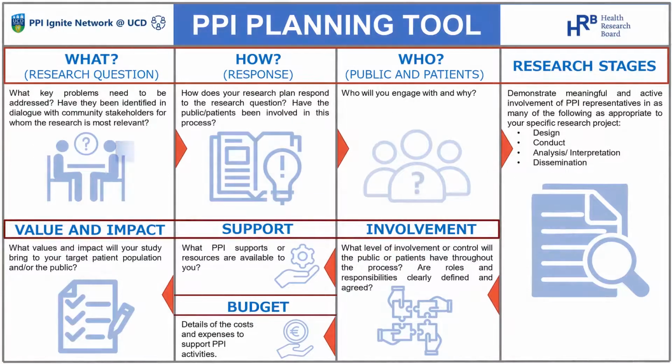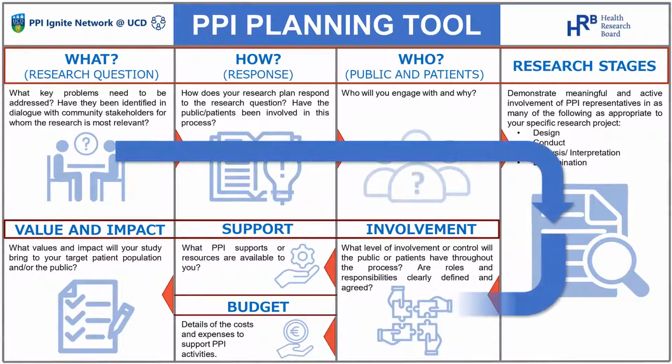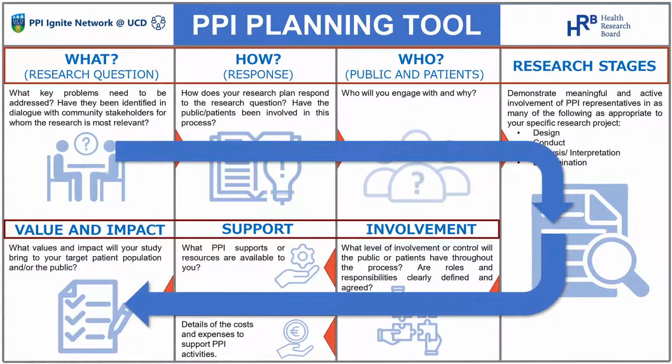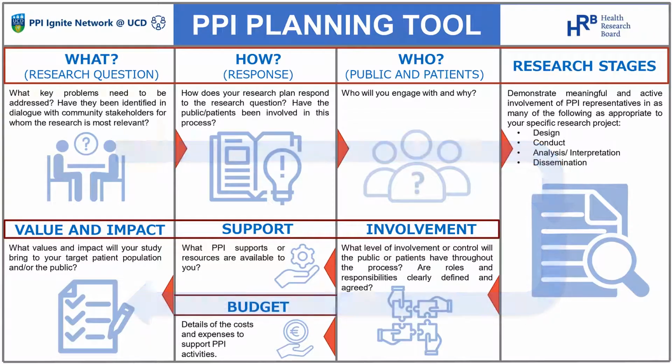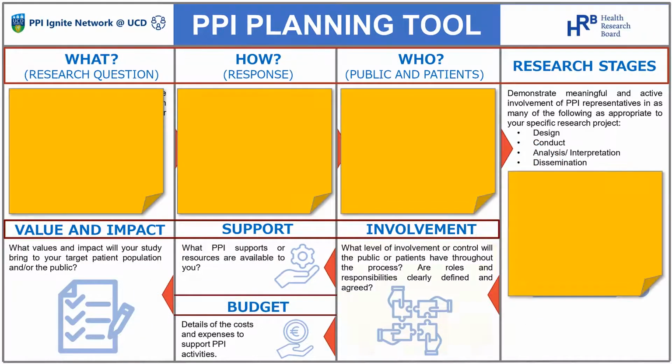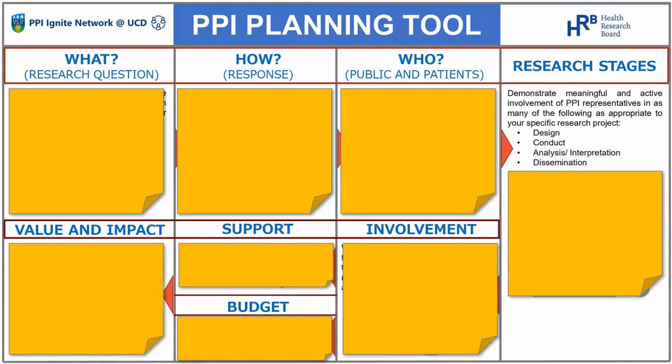The PPI Planning Tool allows researchers to plan the involvement they will have with the public and patients during their research project. The boxes can be completed in a sequential order, and then the PPI section can be written once finished. The PPI section will need to be aligned with your specific funder's requirements. For example, what is the word count, and does the section have to be written in plain English?